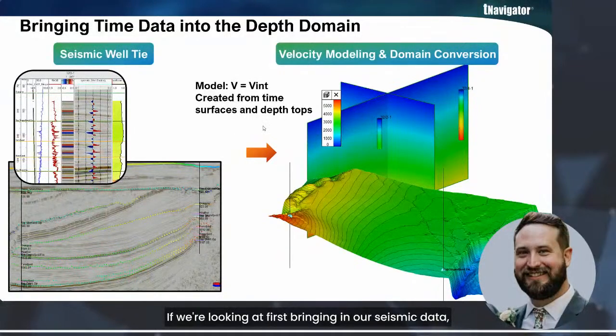If we're looking at first bringing in our seismic data, all of the seismic data that they provide here is in time. So we need to bring it into the depth domain. So first we're going to do some quick seismic well tie on those two wells. And with the time logs available, it's pretty straightforward to do that. And then a simple velocity model was constructed, right? It's just a basic interval velocity model. And what we've done is we've shifted all of the time surfaces to depth, and we've also shifted the fault interpretation into the depth domain as well. So now we have that seismic data as well as the data from wells to build our structural model.